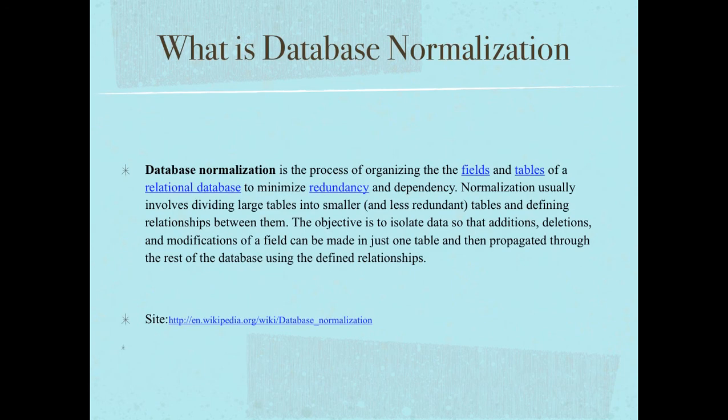Database normalization is the process of organizing the fields and tables of a relational database to minimize redundancy and dependency. Normalization usually involves dividing large tables into smaller and less redundant tables and defining relationships between them. The object is to isolate data so that additions, deletions, and modifications of a field can be made in just one table and then propagated through the rest of the database using the defined relationships.